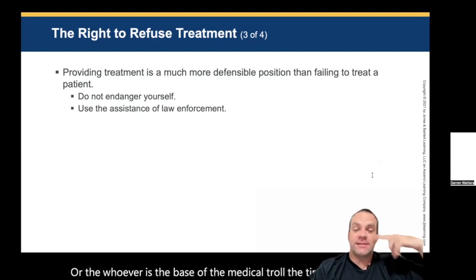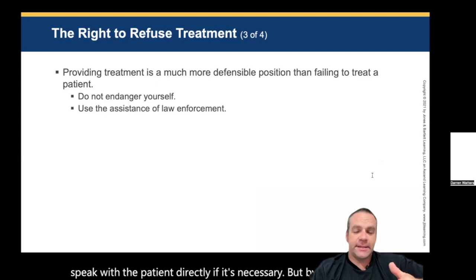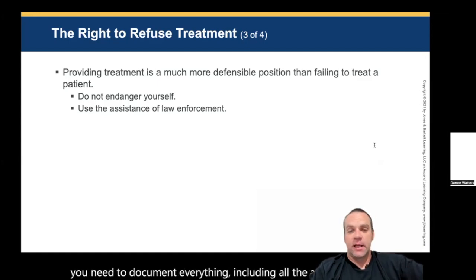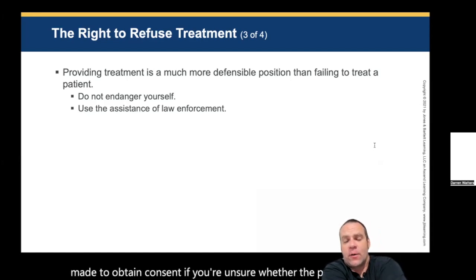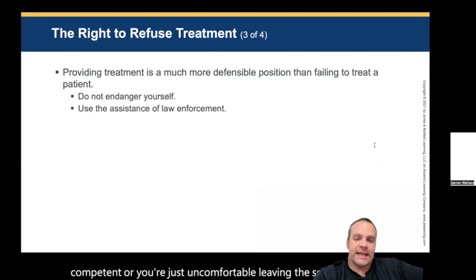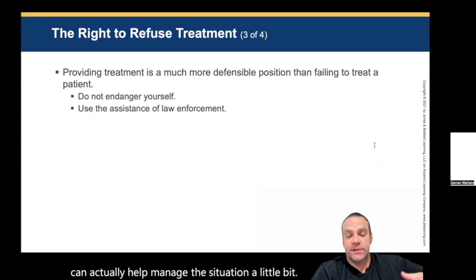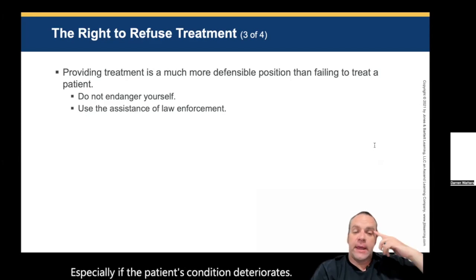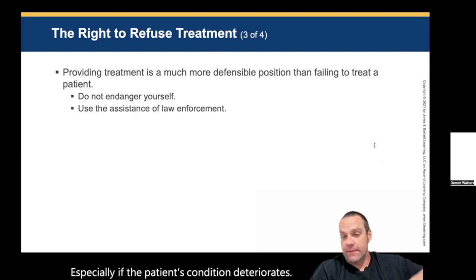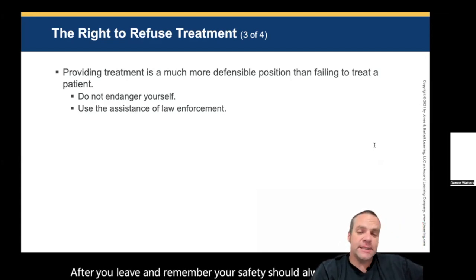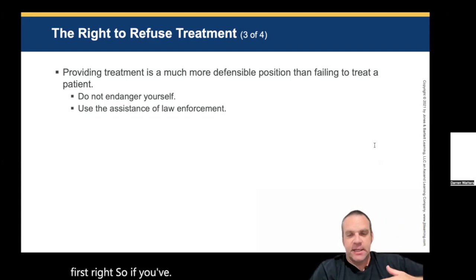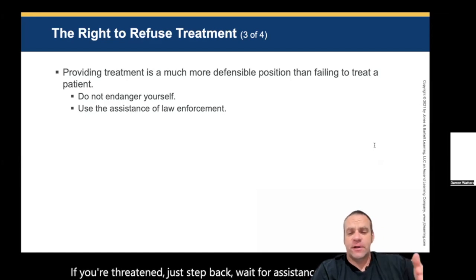But by all means, you need to document everything, including all the attempts you made to obtain consent. If you're unsure whether the patient is competent or you're just uncomfortable leaving the scene, get law enforcement involved. Their presence can actually help manage the situation, especially if the patient's condition deteriorates after you leave. And remember, your safety should always come first. If you're threatened, step back, wait for assistance, and don't place yourself in harm's way trying to force care.